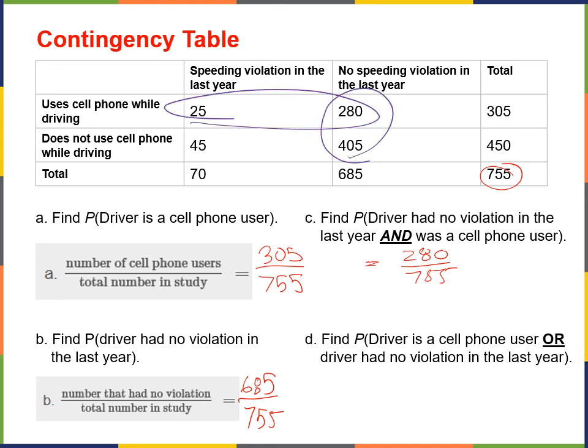Well, notice when we're counting it, these 280 people would be the ones we would count twice. So we're not going to do that, right? We know we don't want to double count. So I'll say 25, the 280, and the 405. That's how many people total are going to be the ones we want out of the 755 people. So what's that going to be? It's going to be 685 plus another 25. So that would be what, 710? So 710 people out of 755 people total would fit that criteria of being a cell phone user or had no violation. So we could use the addition rule.